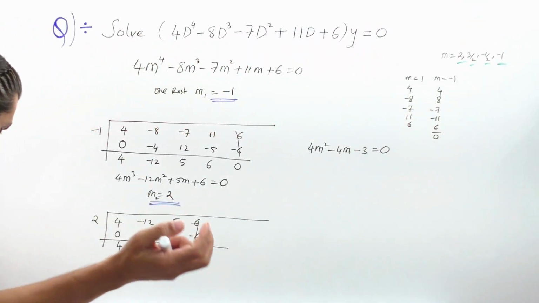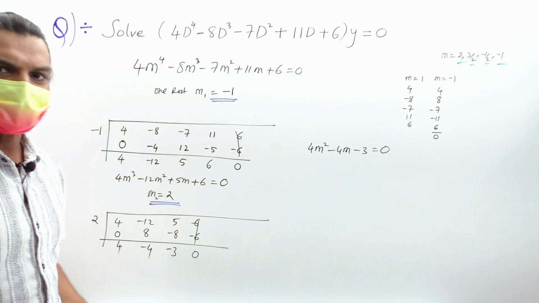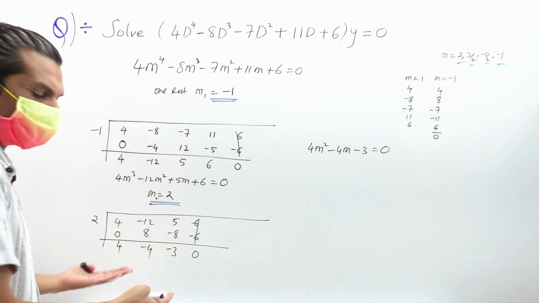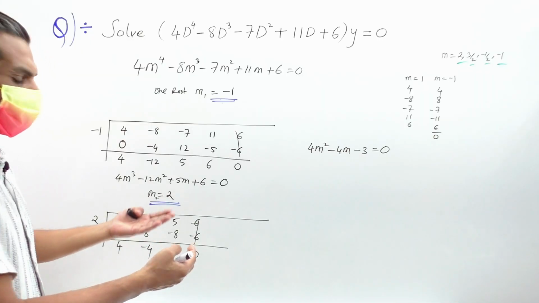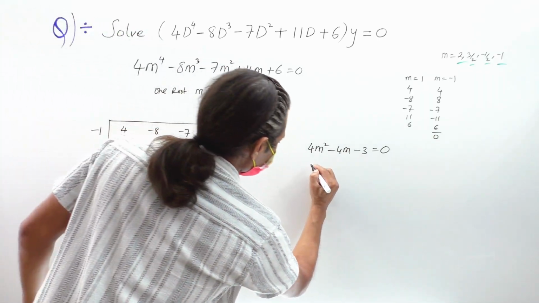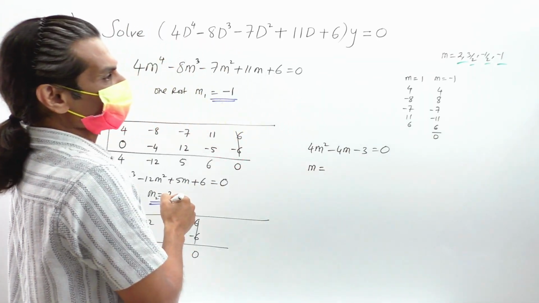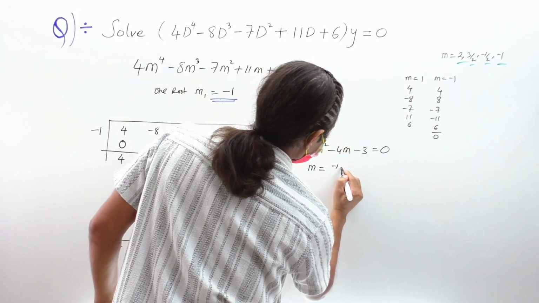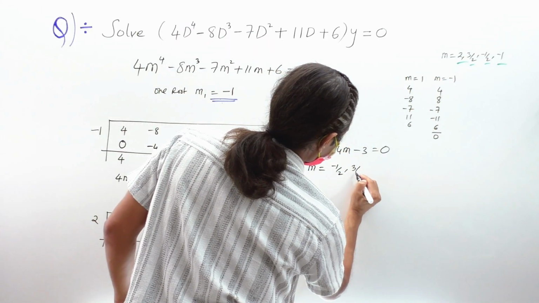Or you can simply use a calculator. I don't want to show you this very simple stuff. You can go to calculator, press mode, the equation in the equation that is square. Put 4, minus 4 and minus 3. You get the remaining roots as m equals to what? Remaining minus 1 by 2 and 3 by 2.